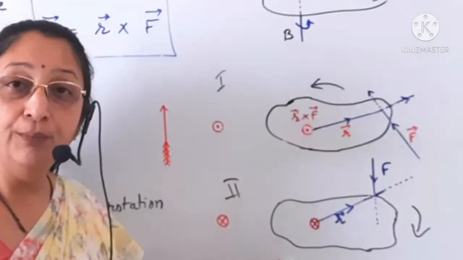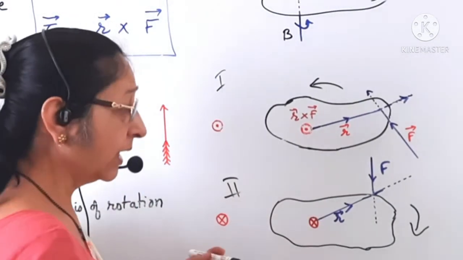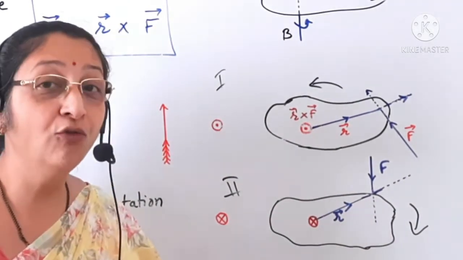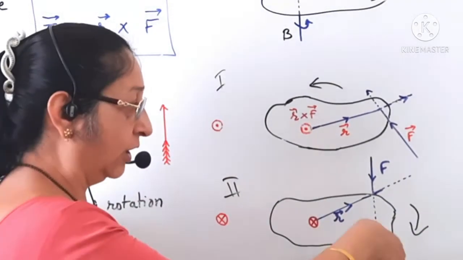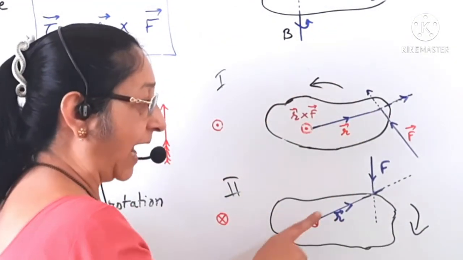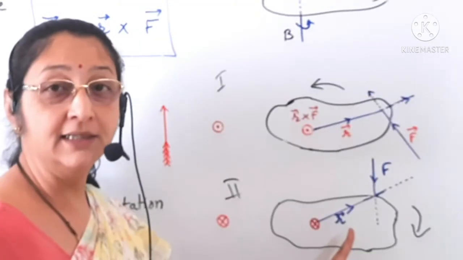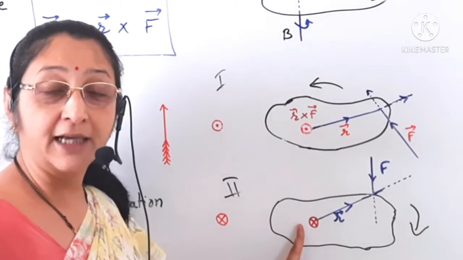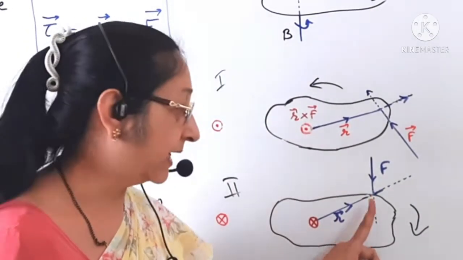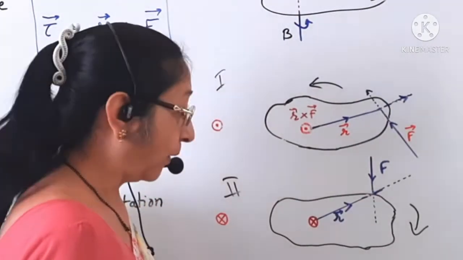Again, we would be using the right hand thumb rule. Now, here the body is moving in a clockwise sense. So, the direction of force is in this way. This is the direction of the force, and the direction of R, that is the line joining the axis of rotation to the point where the force is applied, is this. Now, the body is rotating in the clockwise sense.